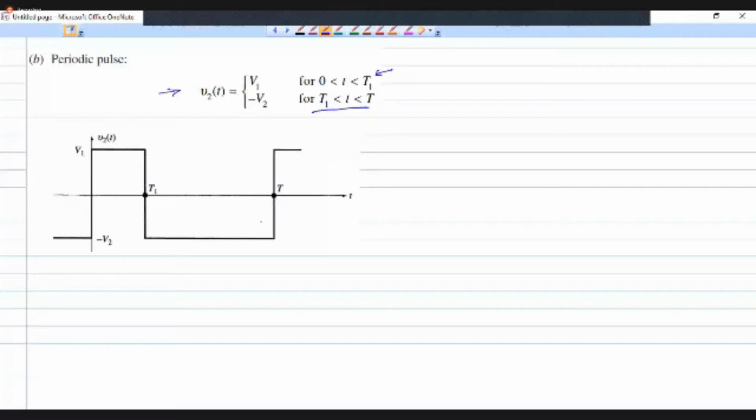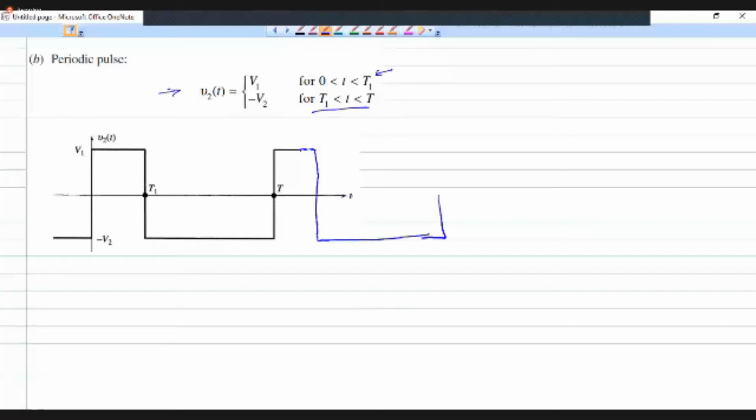So up to T, it will have a particular value. Then it will oscillate again. Since it is a periodic wave, the function is defined like this. It is expected that it will oscillate, or have the same shape, for the rest of the period. So it will continue like this.